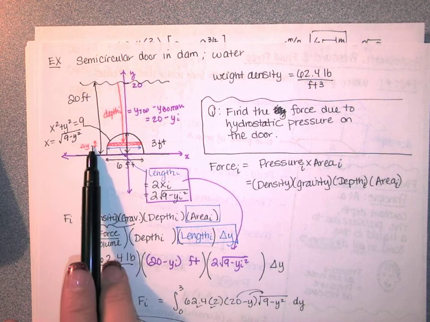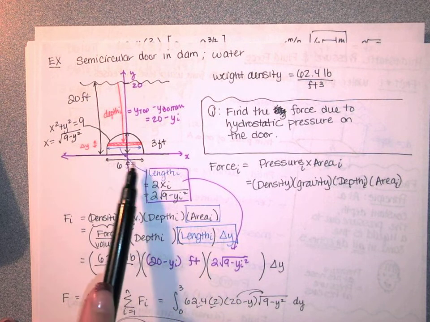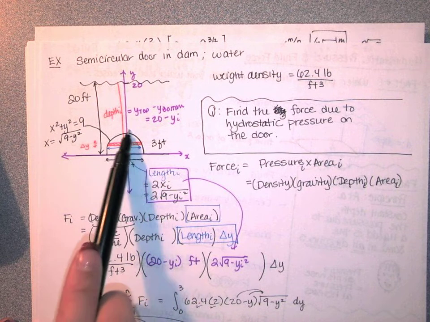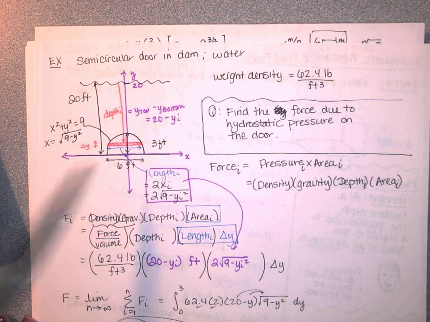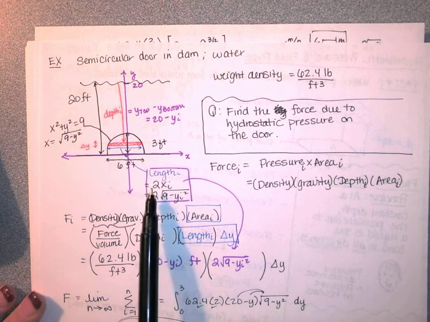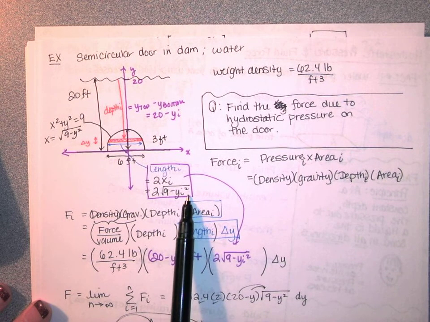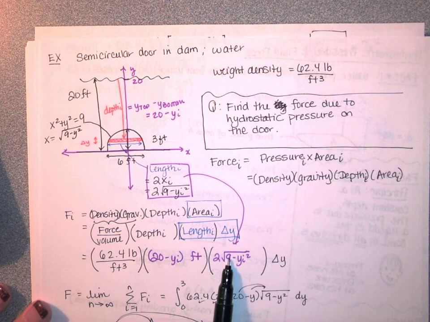But I need x in terms of y because the width of that rectangle is delta y. So we solve for x in terms of y using the equation of this boundary, which happens to be a circle. Your equations might be different. We frequently have lines as boundaries, but it could be any curve. It could be y equals x squared. It could be anything. So we solve for x in terms of y, and now we've got length in terms of y, so we sub that in.